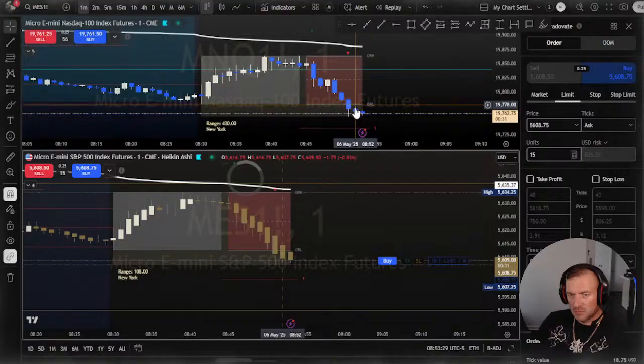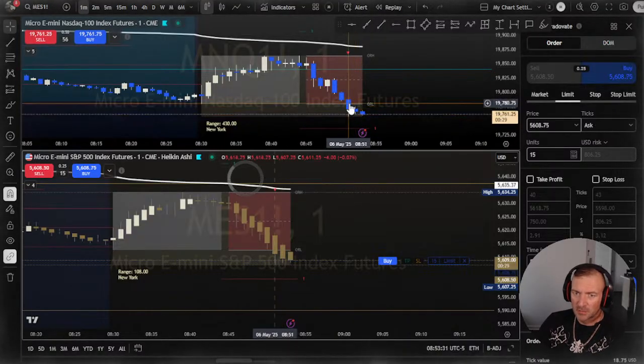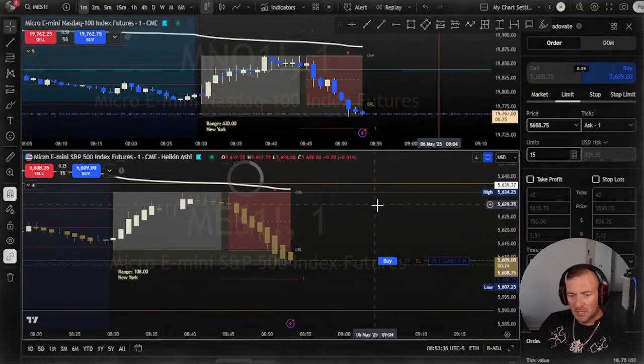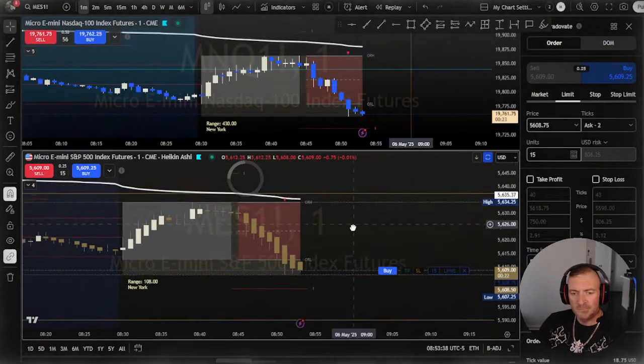Especially if you look over here, it's small, but it's a doji. And then we get this next one down. Price is down a little, but I could be wrong. We could be going down.